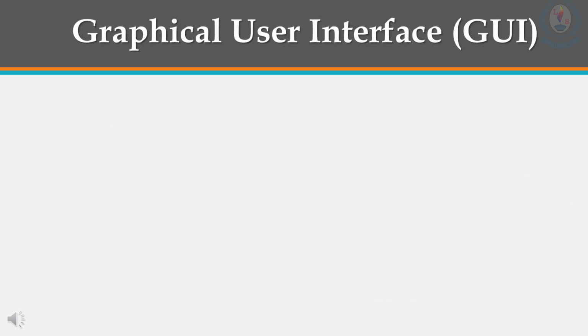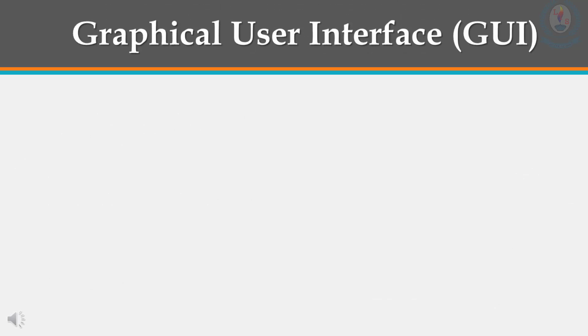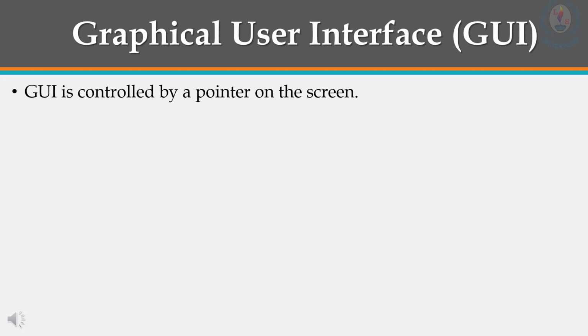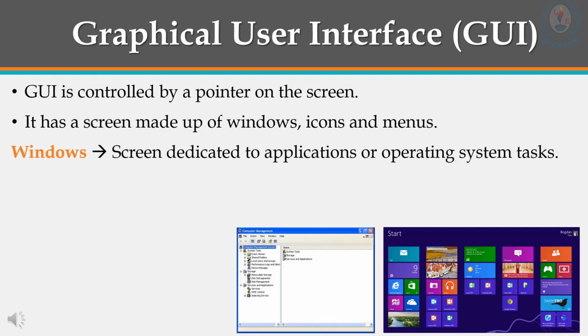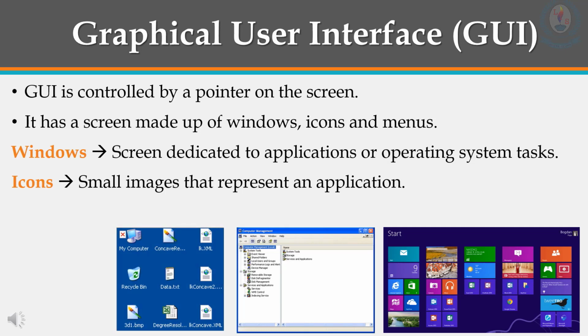I think you are familiar with this topic, Graphical User Interface, GUI. A Graphical User Interface is controlled by a pointer on the screen and uses a screen made up of windows, icons and menus. Windows are areas of the screen that are dedicated to applications or operating system tasks. Icons are small images that represent an application.